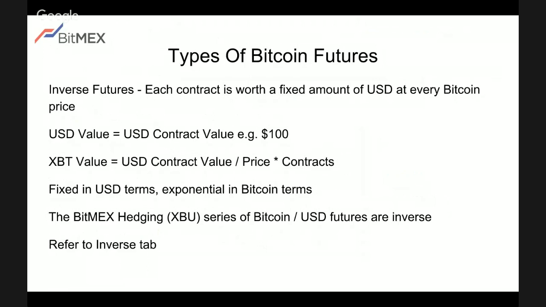And then the Bitcoin value. So what we do is we take the US dollar contract value, in this case $100, divided by the Bitcoin US dollar price, and then multiplied by the number of contracts. So what we have, in terms of a return profile, is a fixed return in US dollar terms, but an exponential return in Bitcoin terms. We call this contract our BitMEX hedging, or XBU series, of Bitcoin US dollar futures contracts. And now let's take a look at a graphical representation of that.